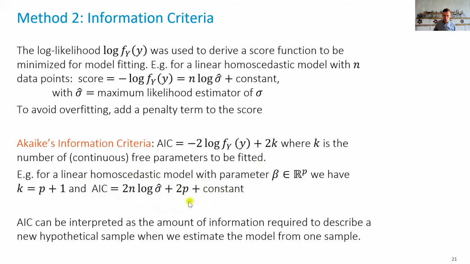So this is one trick. Now it appears as a pure trick, but there is an information theoretic interpretation of this, which is given here. AIC information can be interpreted as the average amount of information which is required to describe a new hypothetical sample of the same data when we estimate the model from one sample.